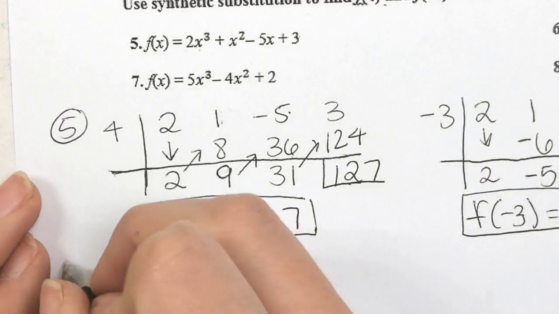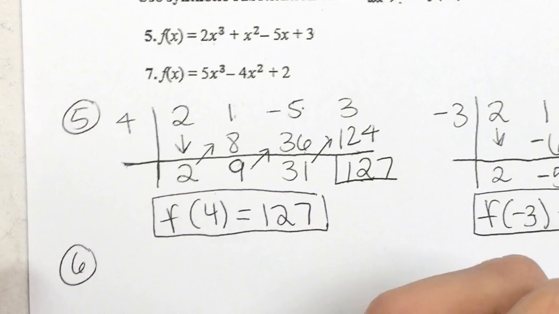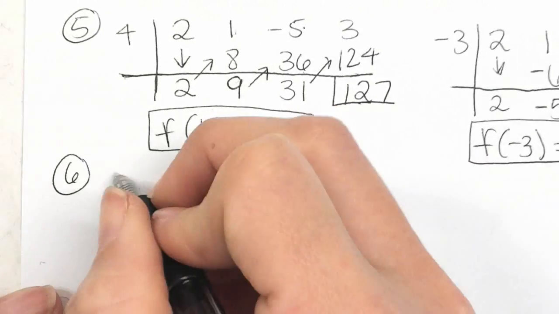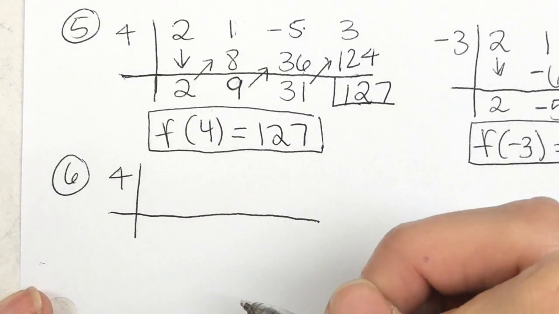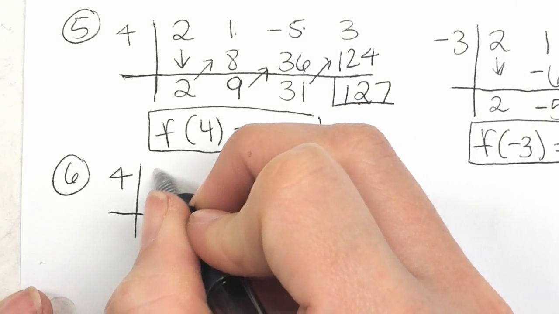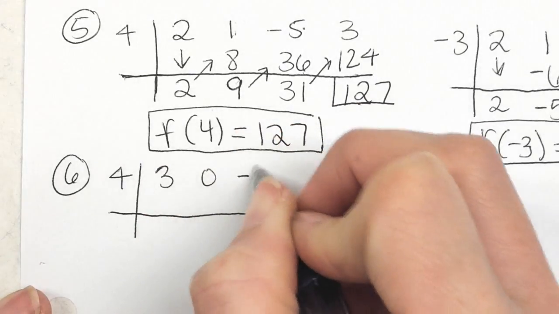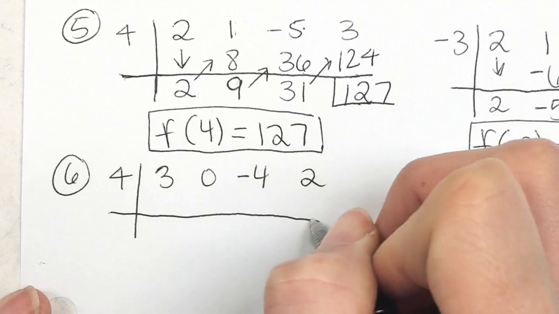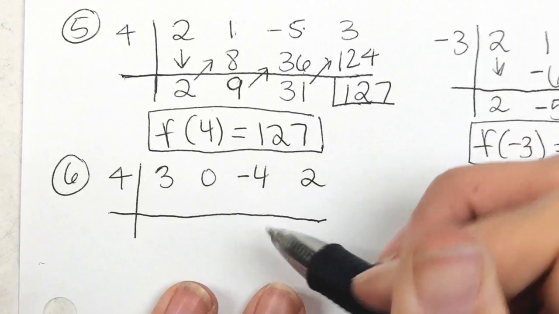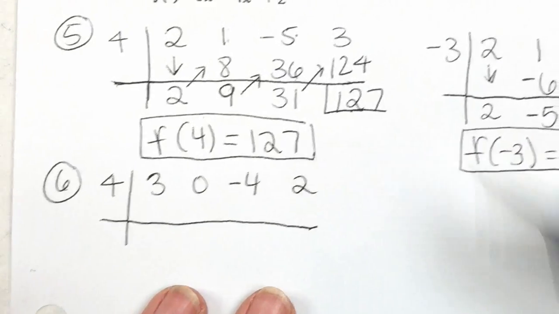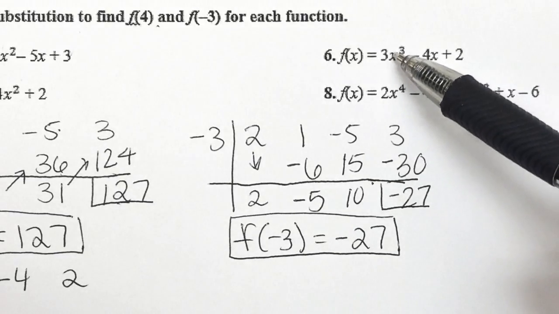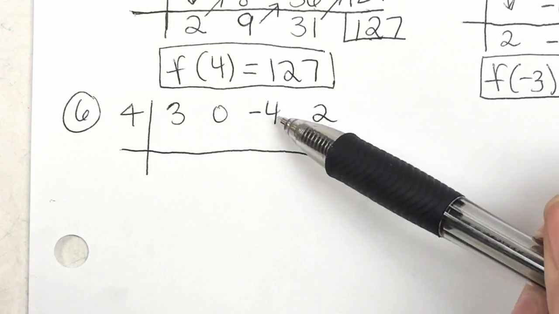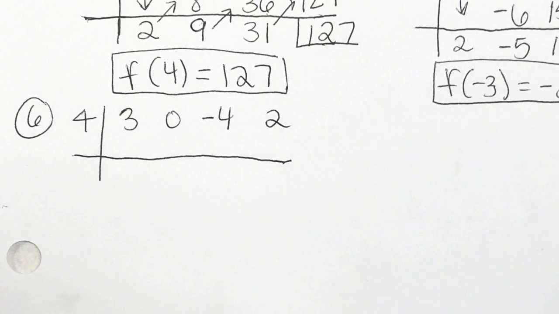Okay, number 6. First of all, we have what on the outside? 4. Alright, for our coefficients, what will we have? Very good. Any questions about that part? Notice the zeros here because we skipped the power of what? 2. Good. It went from 3, we skipped 2, 1, 0. So we have to put a 0 for the exponent that we skipped.